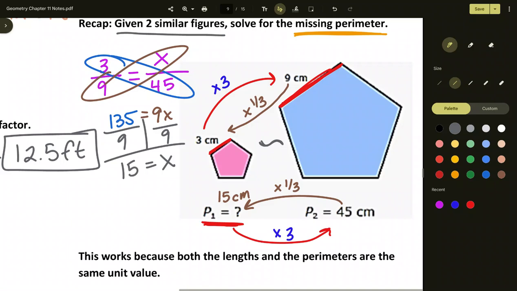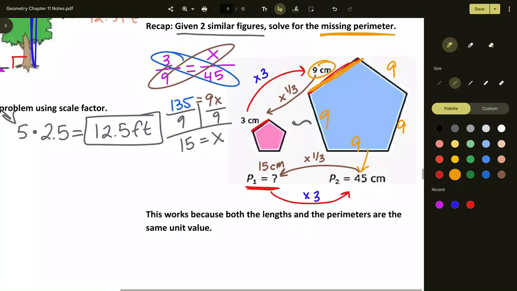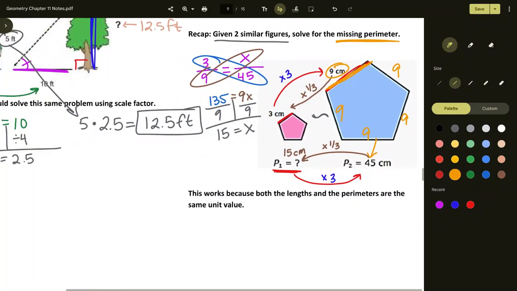Now, you could have also looked at this picture and said, well, if I have a side length of 9 here, and all of these were 9s, 9 times 5 is 45. So I could have just done 3 times 5 to get 15. But they will not always be a regular polygon. Okay, now again, this works because centimeters for the side length is the same units as centimeters for the perimeter.